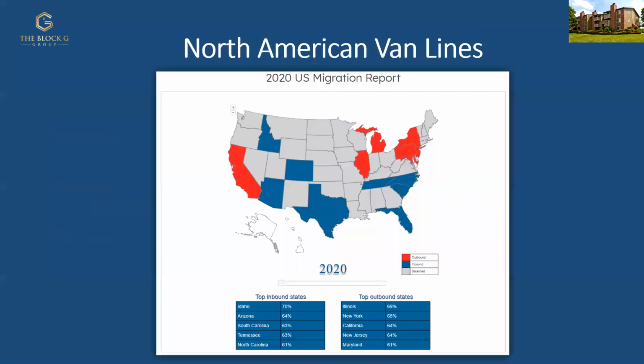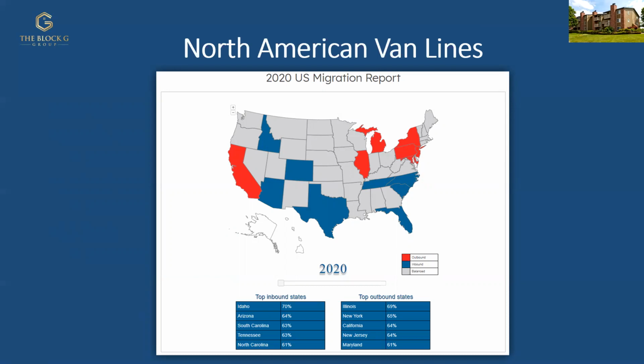And what that does is, I'll show you here an example of North American Van Lines, here's their 2020 migration report. Now, does this mirror what I showed you earlier as far as a landlord friendly and a non-landlord friendly state? Yes, it does. As you can see, California is red, and red indicates outbound. Well, if they're so anti-business and anti-landlord, where do you think people are moving out of if they want to start a business or own property? They're moving out of that state.